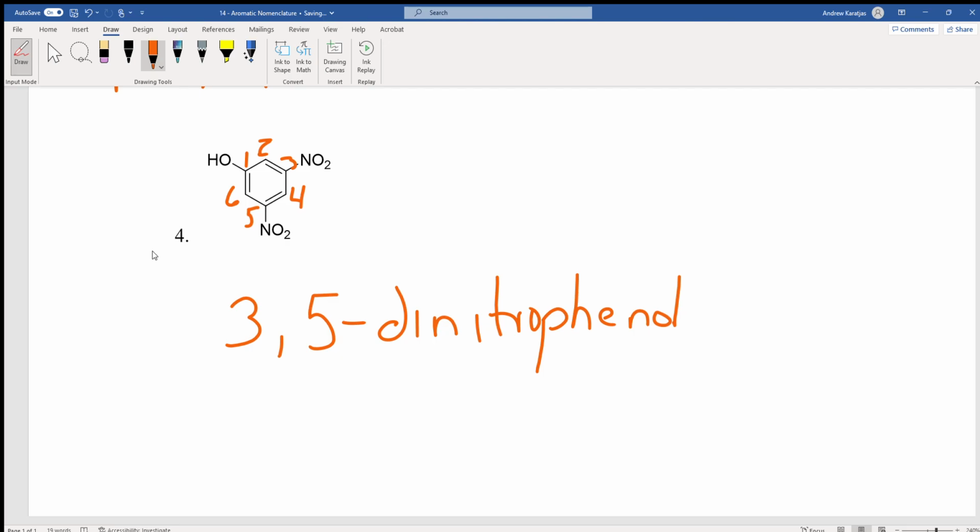Could you have named this where the hydroxyl group would also be a substituent, so using hydroxy instead of phenol? The answer is yes, but in general for aromatic nomenclature, if we can include one of the substituents in with the parent name, that's something we generally do.